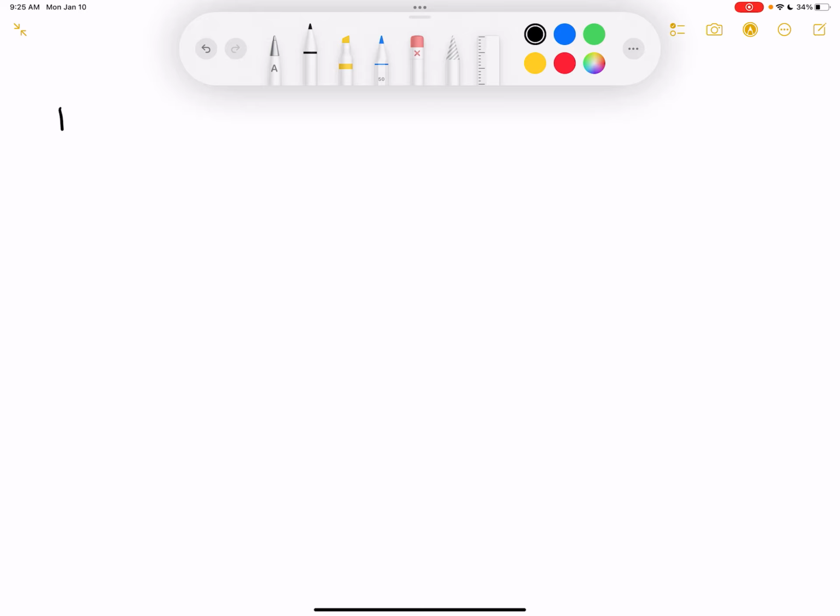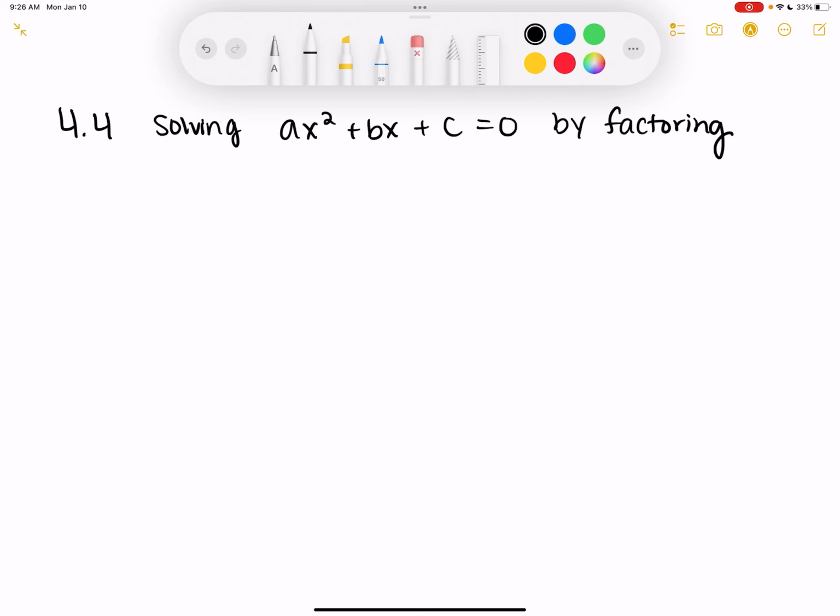Okay, so 4.4 is kind of a continuation of 4.3. It's solving ax squared plus bx plus c equals 0 by factoring. In the last section, at the end of the semester, the only difference was there wasn't an a in front of the x squared. It was just a 1 or a -1. But now there could be 2, -5, 10, different numbers in front. The process is basically still the same. It just looks slightly different.